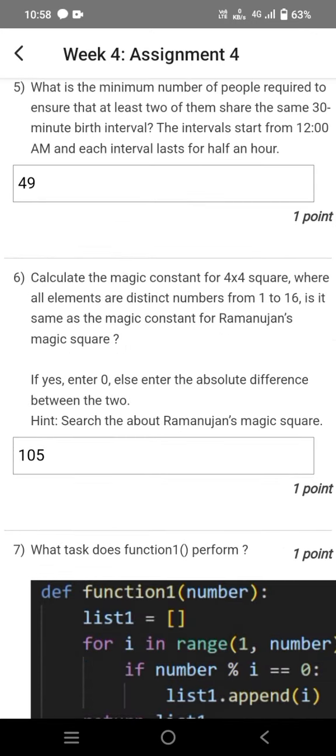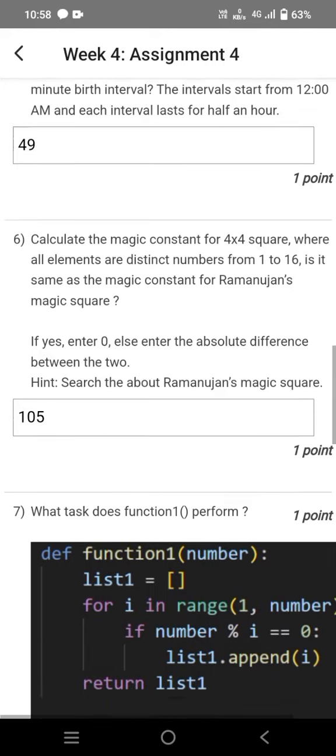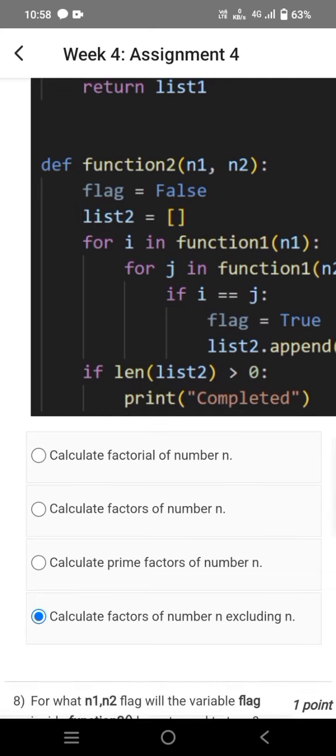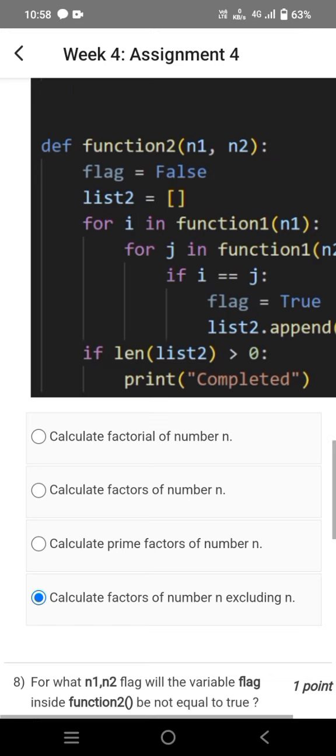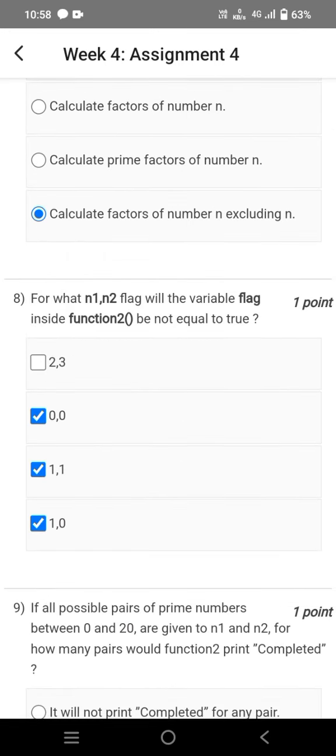Question sixth, the correct answer will be 105. Question 7, the correct answer will be option D. Calculate factor of the number in n including n. Question 8th, the correct answer will be option B, option C and option D.